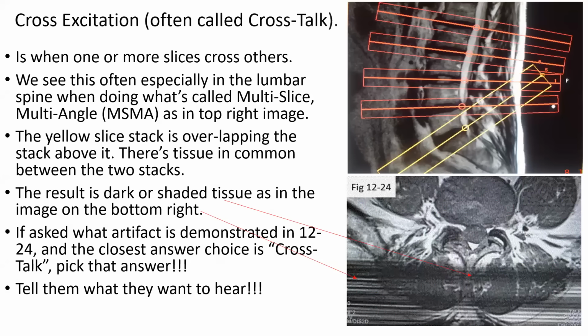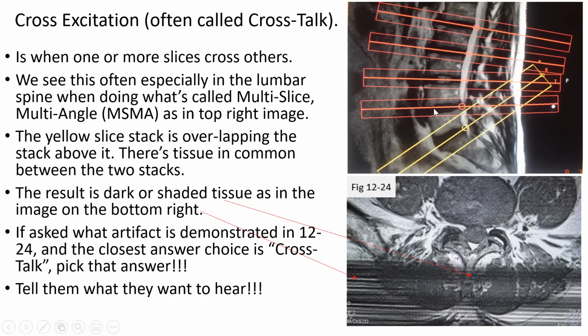Okay, now cross excitation. You guys have seen this artifact before. If you've done a lumbar spine, you've seen this artifact before. Everyone calls it crosstalk, and that's fine. But I call it cross excitation because tissue from the yellow slab is common to the next slab above it, okay? So here's L5S1, here's L45. This tissue in common here is what's getting cross-excited.